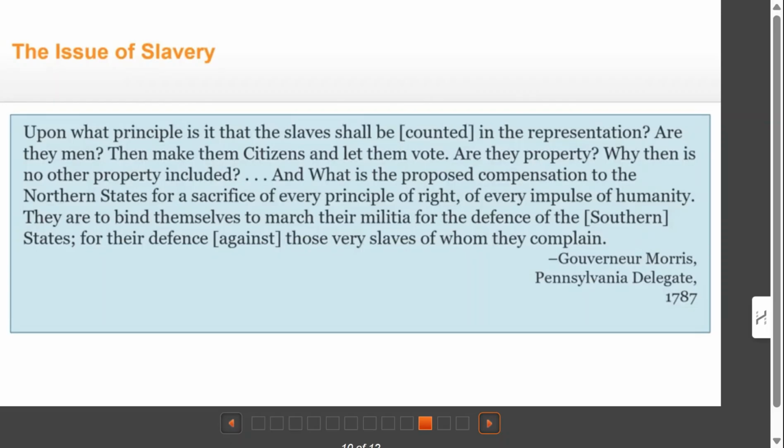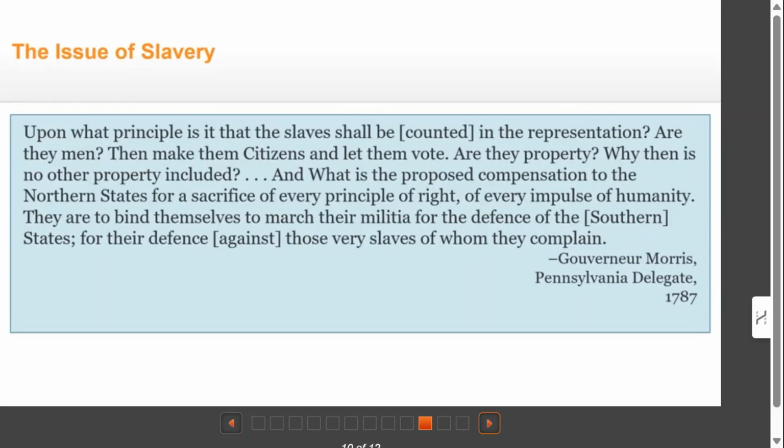And what is the proposed compensation to the northern states for a sacrifice of every principle of right, every impulse of humanity? They are to bind themselves to march their militia for the defense of the southern states, for the defense against those very slaves of whom they complain."